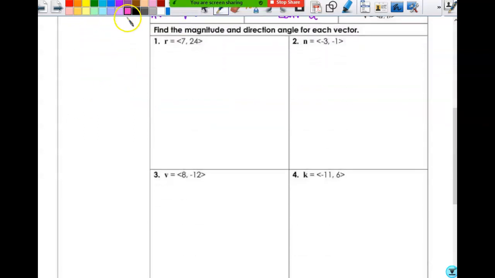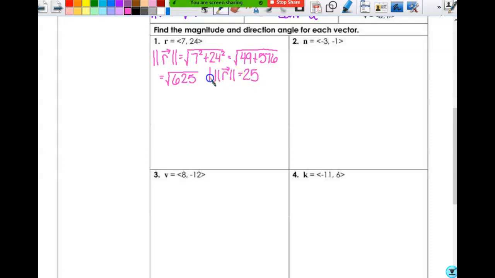Magnitude and direction. So I want the magnitude of vector r. That's just going to be the square root of a squared plus b squared. 7 squared plus 24 squared. That's equal to the square root of 49 plus 576. That's equal to the square root of 625. What's the square root of 625? 25. You should be able to get through that quickly because you should know your perfect squares to 25.